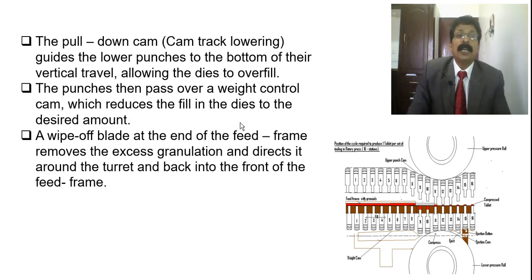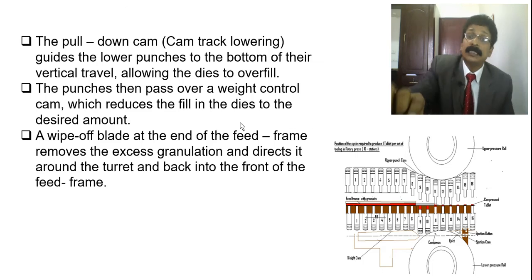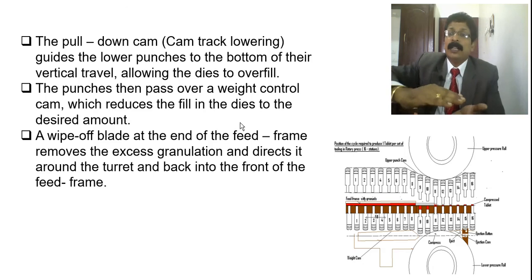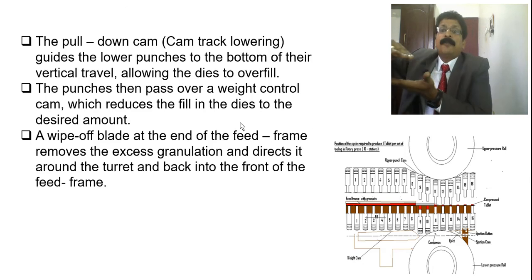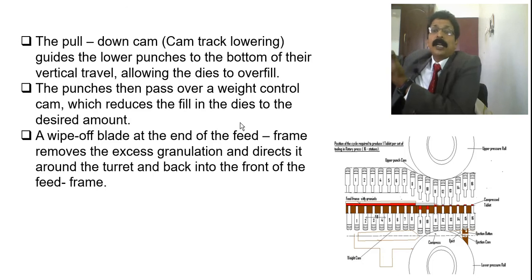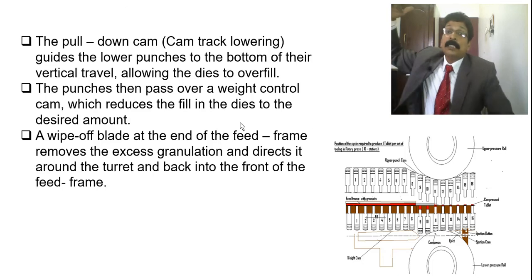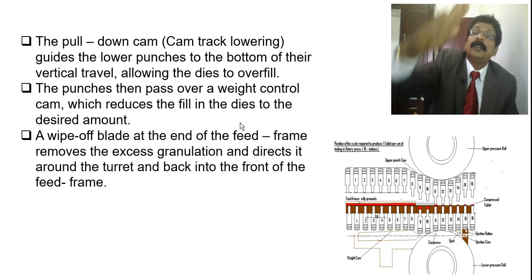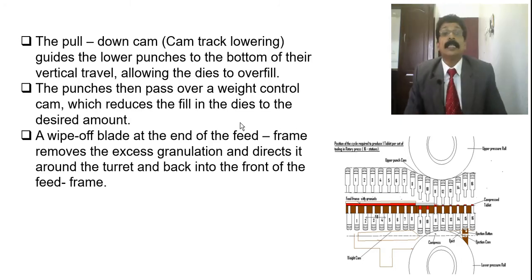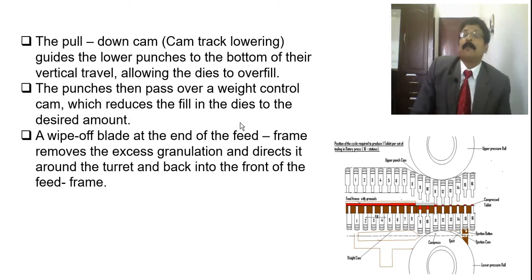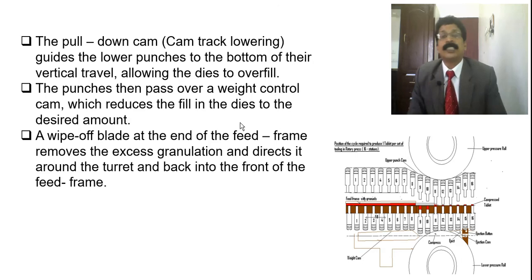The punches then pass over the weight control cam. You can see the weight control cam, I have marked that, the weight cam. When the punches travel over the cam, the lower punch will be lifted and come down, lifted and come down. The upper punch, when it is coming, will compress and go up. Like that, the cam track makes the movement of the punches to have proper compression and ejection of the tablets in the tablet machine.